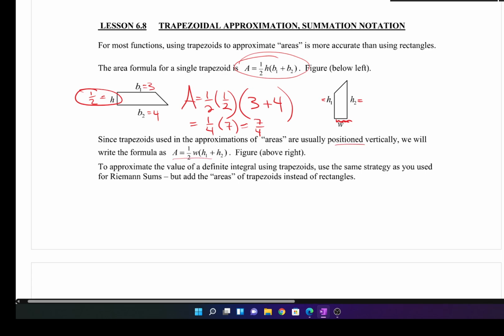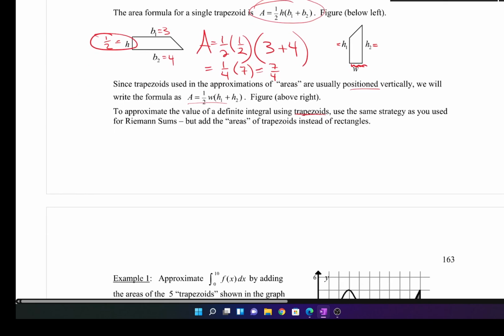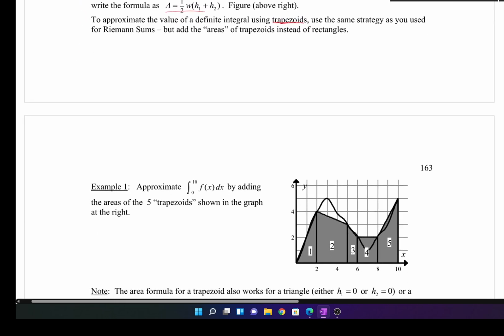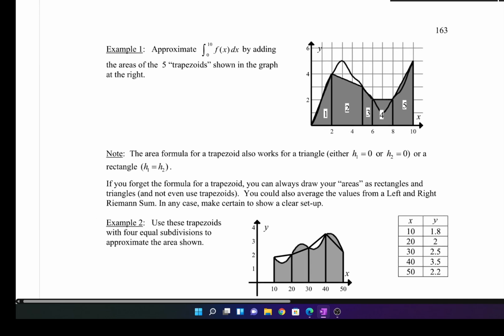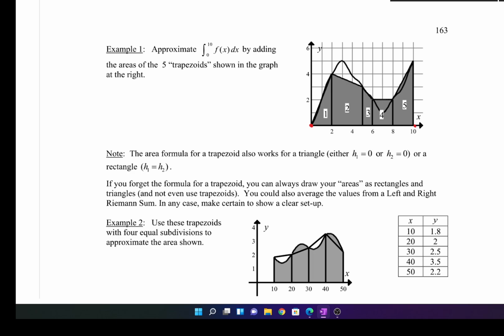We've got our formula. We're approximating the value of a definite integral using these trapezoids, using the same strategies we had in those Riemann sums. We're adding areas of trapezoids instead of rectangles. So here we go. I'm going from 0 to 10, and this graph looks super familiar, except he's obviously made up some weird subdivisions here for us to try these trapezoids in particular, all right?